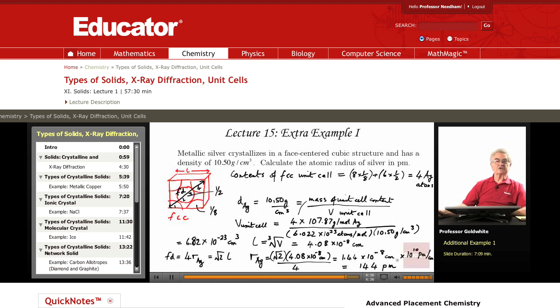This is an illustration of how we go about calculating atomic radii from things we can measure in the laboratory. We can measure the density of silver very easily. We can determine the nature of the unit cell of silver by X-ray diffraction experiments, and so we can go directly from these data to the radius of a silver atom. And in this general way, tables of atomic radii of metallic elements have been compiled.